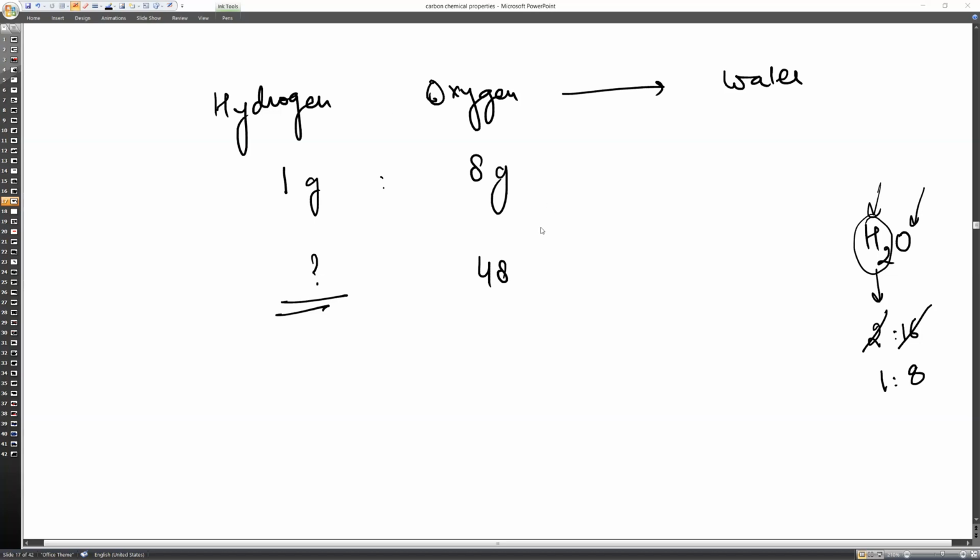So this is very simple. By what number should you multiply this 8 to get 48? You have to multiply it by 6. So multiply this also by 6. It will be 6 grams.